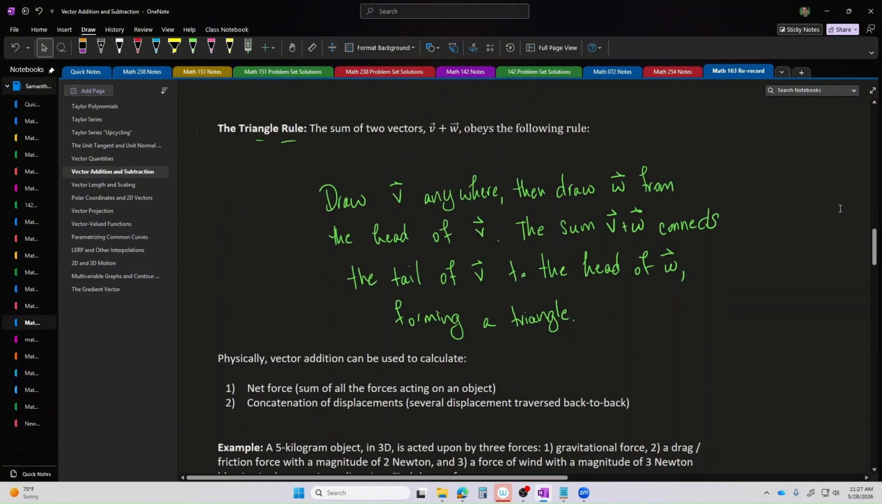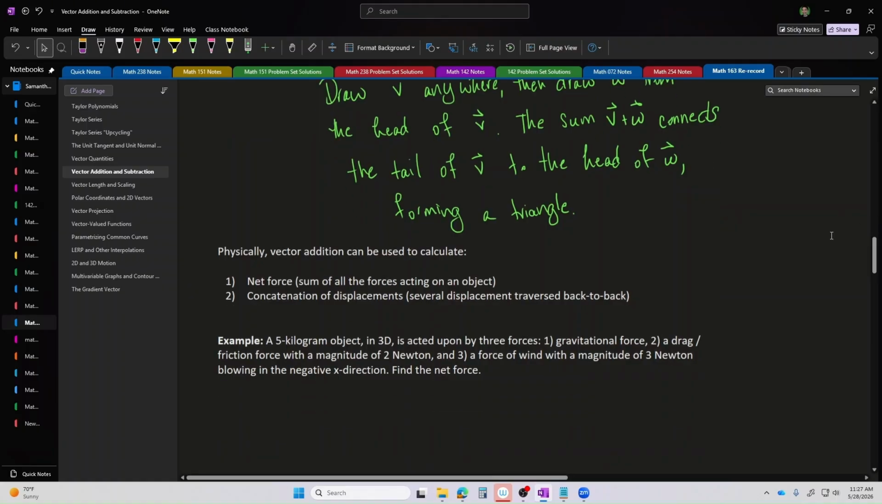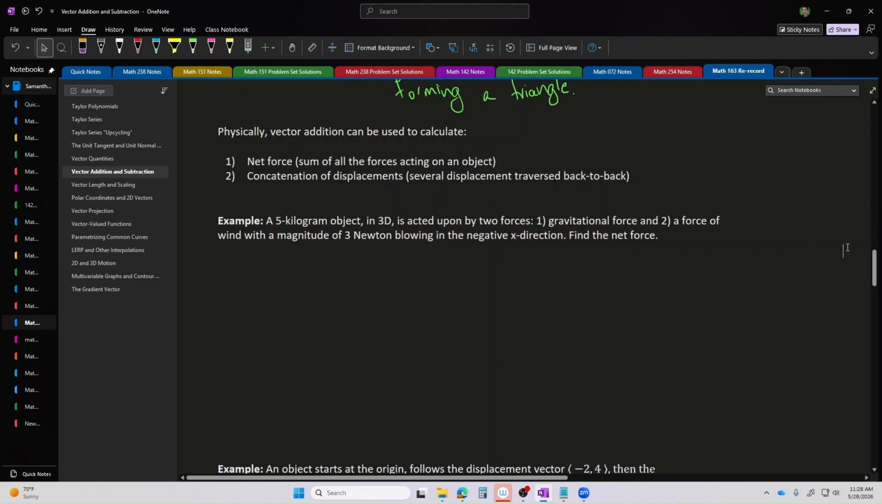In terms of physical applications, vector addition can be used to calculate, for example, net force. And in physics, when we talk about net force, it is equal to the sum of all the vectors that are acting on an object at the same time, representing what all of those forces do together in total to the object. So let's use vector addition to calculate net force in, for example, the following scenario.